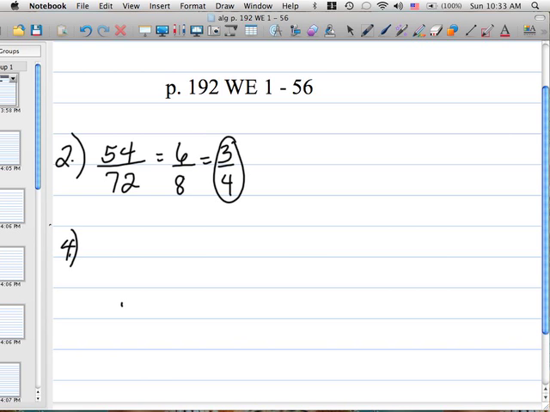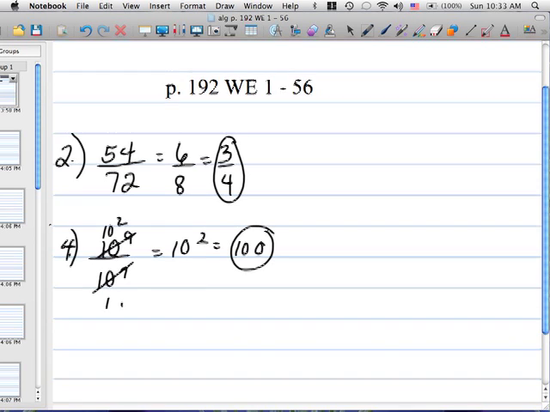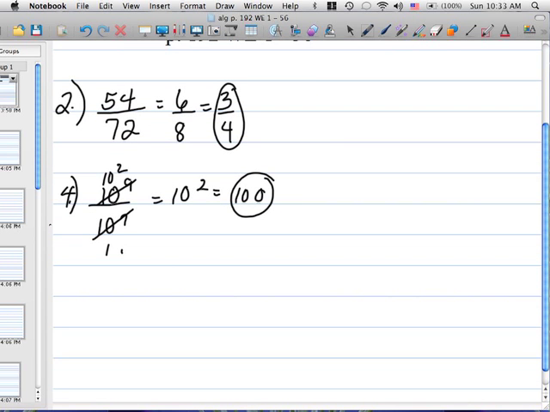Problem number 4, we have 10 to the 9th power over 10 to the 7th. We can cancel out 7 10's on the bottom and 7 on top, leaving 10 to the 2nd. So our answer is 10 to the 2nd power, which is equal to 100. Problem number 6, we have 10m over 5m. Starting with the numbers, the coefficients, cancel out the 5 and the 5 and 10. And then we can cancel out m and m, so our final answer is just the 2.